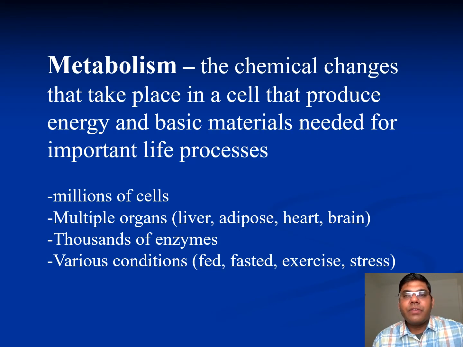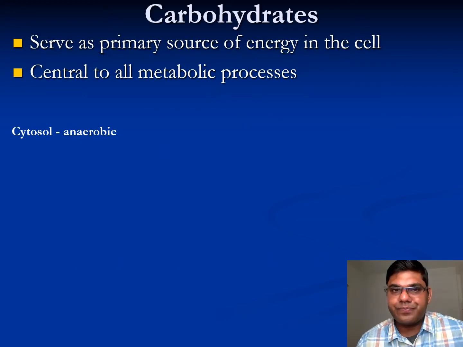Metabolism is nothing but the chemical changes that take place in the cell that produce energy and the basic materials which are needed for important life processes. We have millions of cells in our body. There are multiple organ systems such as liver, heart, brain, and adipose tissue, and there are thousands of enzymes present in these organs. We have several types of conditions: when we are fasting, when we are eating food, which is called the fed state, and the exercise state. So we have several types of states or conditions.